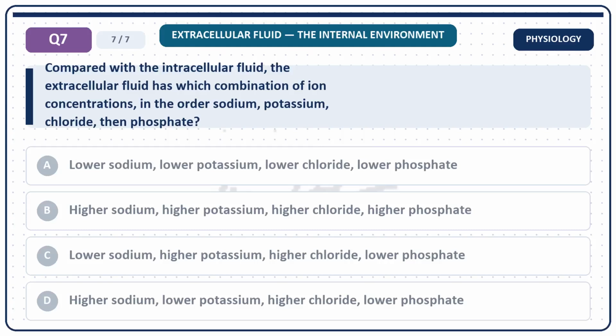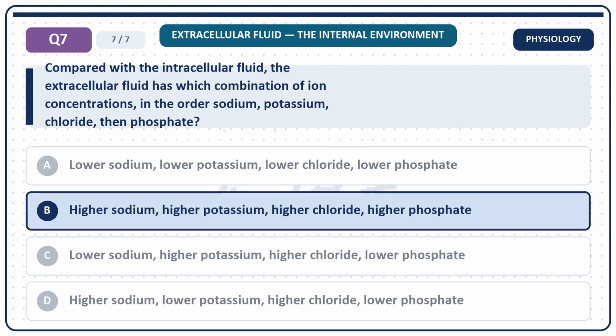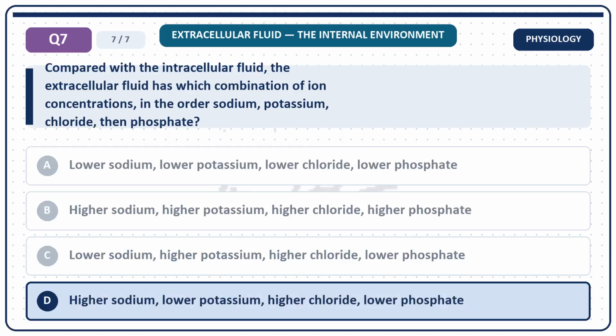Question 7. Compared with the intracellular fluid, the extracellular fluid has which combination of ion concentrations, in the order sodium, potassium, chloride, then phosphate? Option A, lower sodium, lower potassium, lower chloride, lower phosphate. Option B, higher sodium, higher potassium, higher chloride, higher phosphate. Option C, lower sodium, higher potassium, higher chloride, lower phosphate. Option D, higher sodium, lower potassium, higher chloride, lower phosphate.